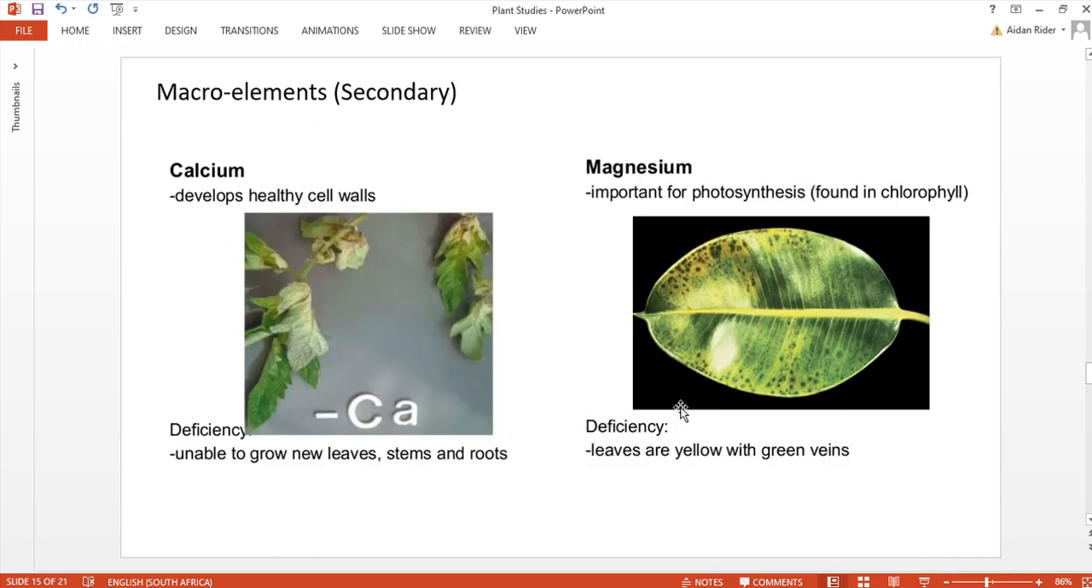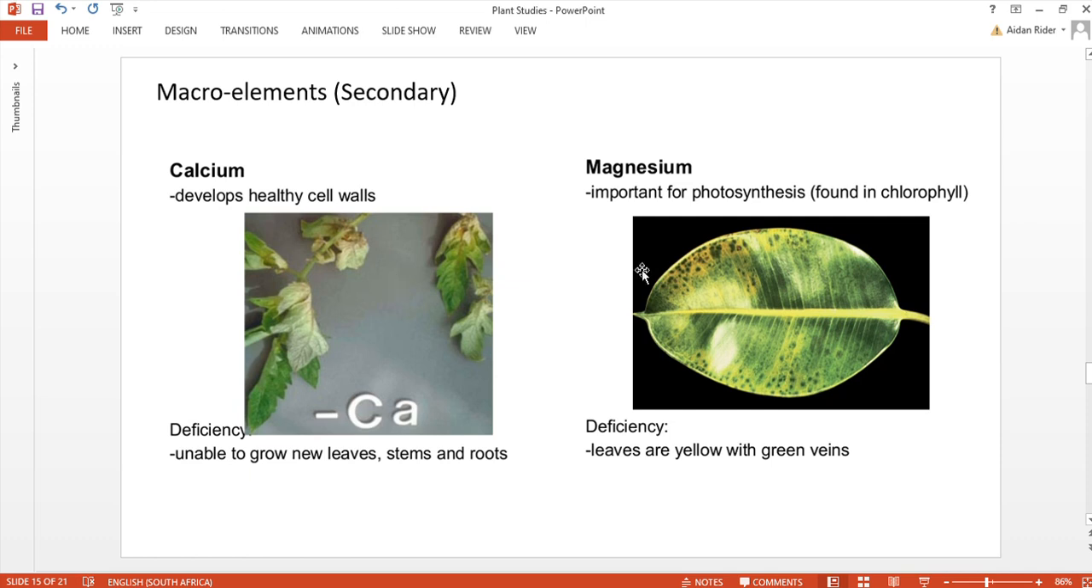Okay, then we get to the macroelements that are secondary. They're secondarily important for the plants, such as calcium. The most important is that calcium develops healthy cell walls, so it gives structure to the plant. And as you can see here in the picture, if there is a deficiency, the plant is unable to grow new leaves, same on roots, and the shape of the leaf will also fall down, because remember, the cells are not as healthy and thick as they should be, so the plant doesn't really have a form anymore. So yes, with calcium deficiency, poor leaf and root development, and also stunted growth, and new leaves can't form.